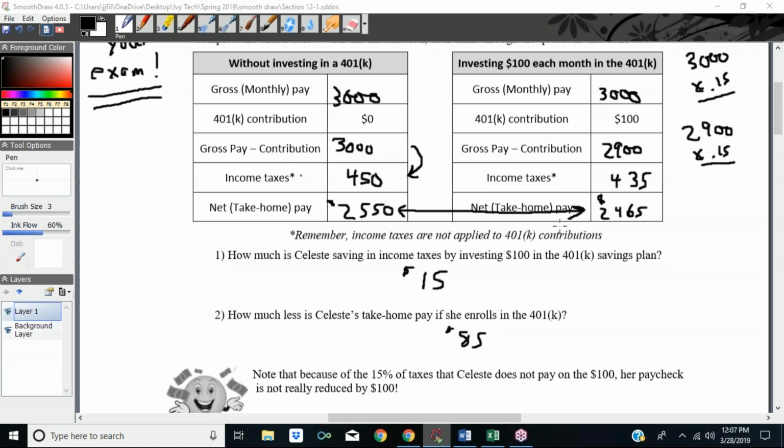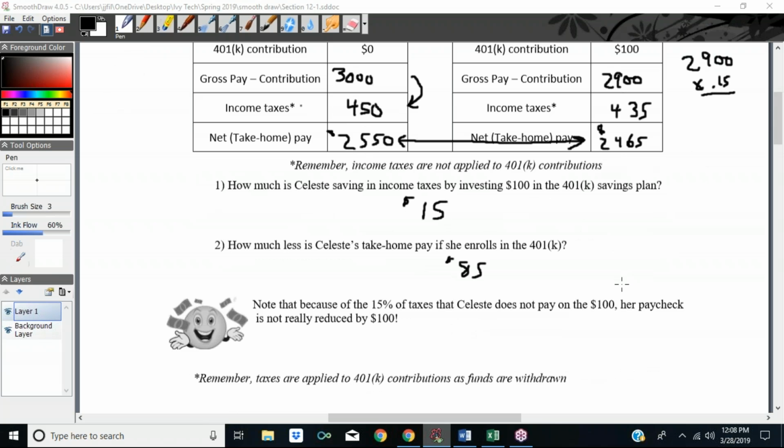All right. So there are some benefits to putting that money aside into that 401k pre-tax. Now you do get taxed on it. It's just you don't get taxed on it now. You get taxed on it when you take it out. And hopefully when you take it out, your tax rate is lower.